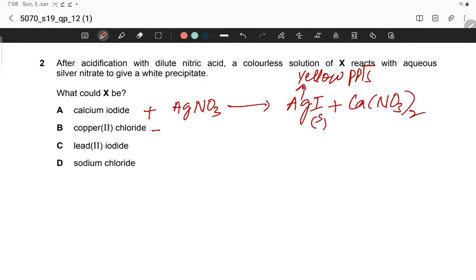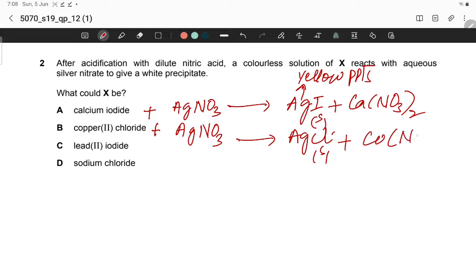Copper 2 chloride plus AgNO3 forms silver chloride plus copper nitrate, aqueous and solid. This is a white precipitate. So B option, AgCl is white, but copper 2 nitrate in dilute nitric acid is not a colorless solution, this is a blue solution. So this is incorrect.